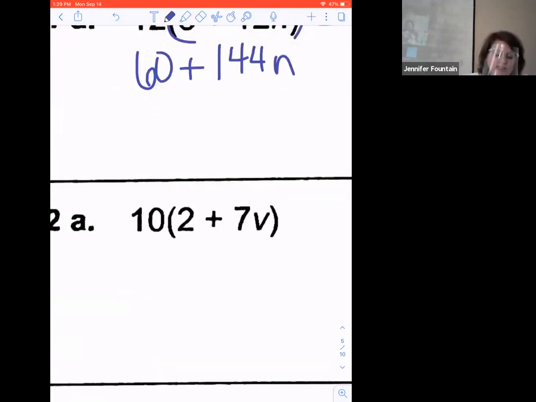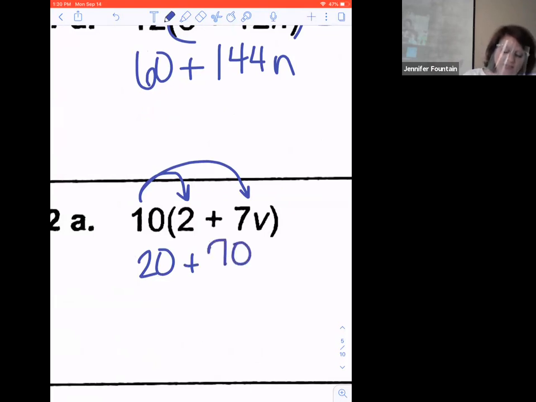10 times 2 plus 7b. I'm going to multiply 10 times 2, and I'm going to multiply 10 times 7b. So what is 10 times 2? 20 plus 10 times 7? 70. So 10 times 7b will be 70b.